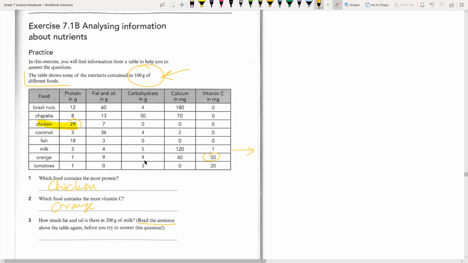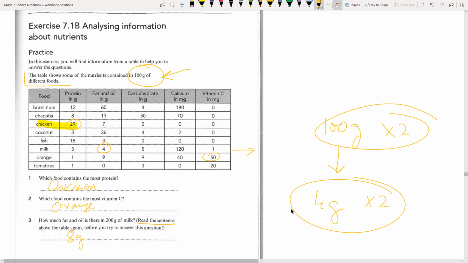Okay. So if you look at this, we're supposed to find fat and oil, which is this, right? So out of 100 grams, only 4 gram of fat and oil is there in milk, right? So that means I should multiply it by 2. That means for 200 gram, it is going to contain 8 grams of fat and oil, right? Because this chart is for 100 grams, we're supposed to work with 200, that means twice as much. So this is also to be multiplied by 2, right?